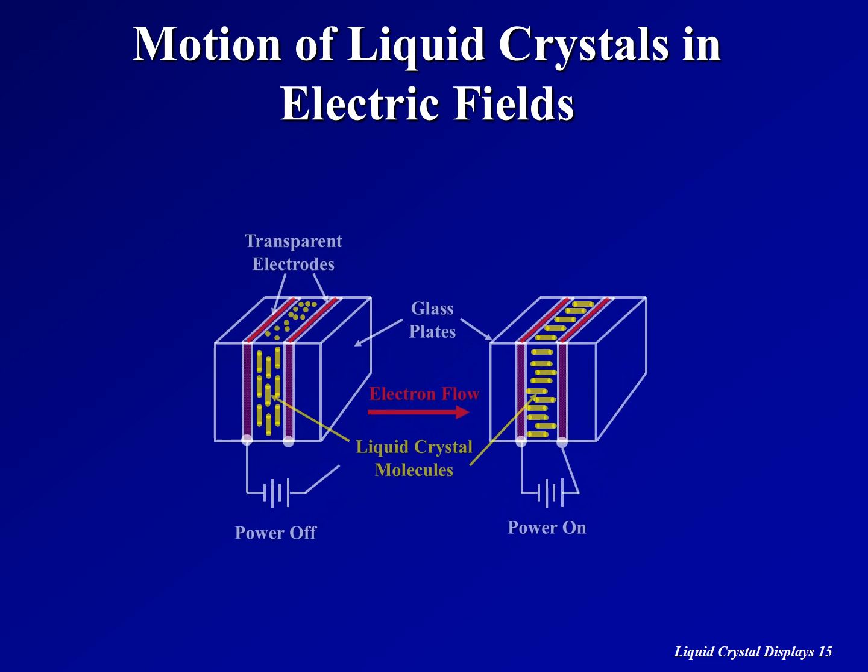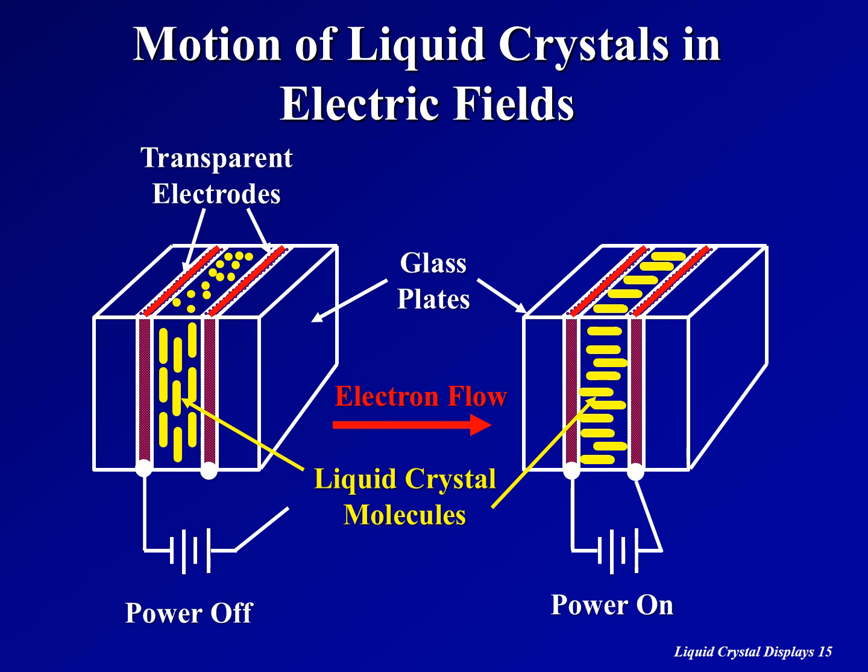This simplified diagram shows the motion of liquid crystal molecules in an electric field. This cell consists of two glass plates coated with transparent electrodes on its inner surfaces, with the liquid crystal sandwiched between the electrodes. Note that the elliptically shaped molecules line up parallel to the electrode surfaces when the power is off. With the power on, the molecules line up perpendicular to the electrode surfaces. Actual displays are much more complicated, and involve special treatment of the electrode surfaces as well as the selection of the liquid crystal material and other components.